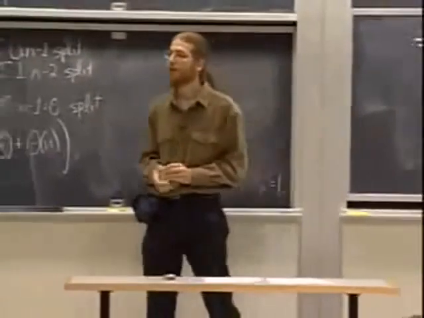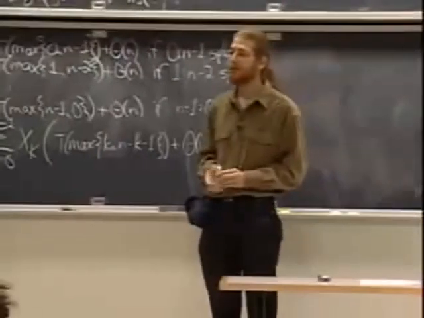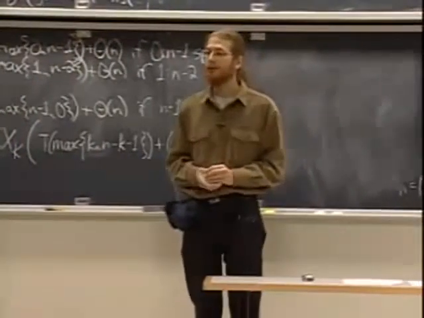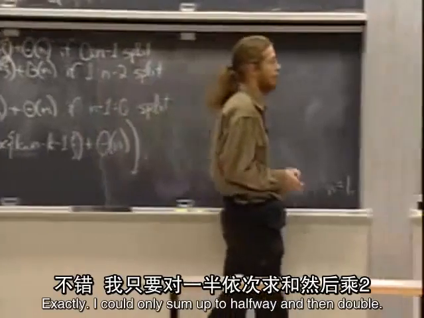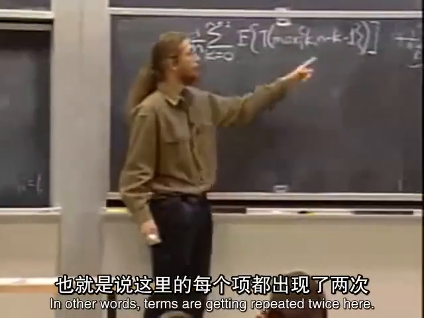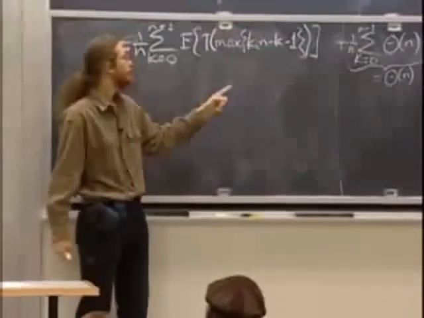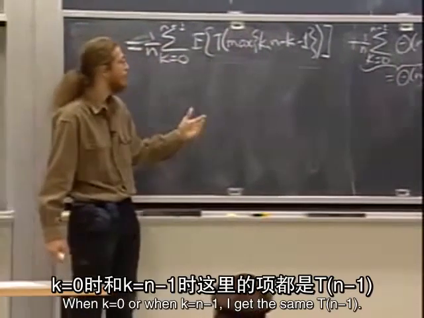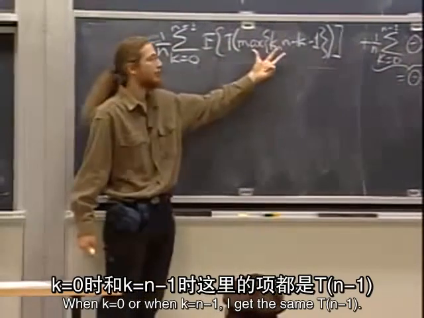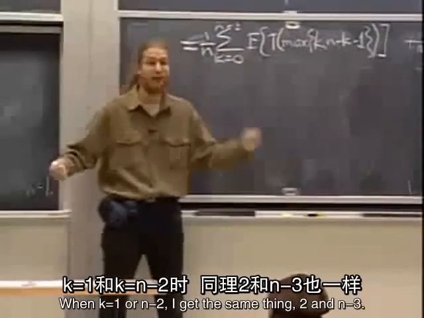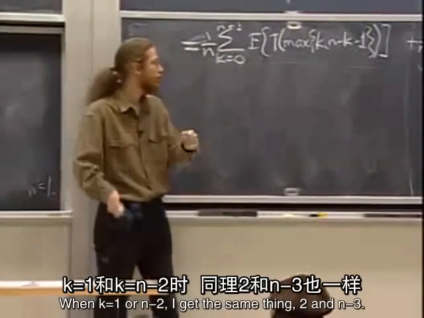You can only sum up to halfway and then double. Exactly. I could only sum up to halfway and then double. In other words, terms are getting repeated twice here. When k is 0 or when k is n minus 1, I get the same T of n minus 1. When k is 1 or n minus 2, I get the same thing, T of n minus 3.